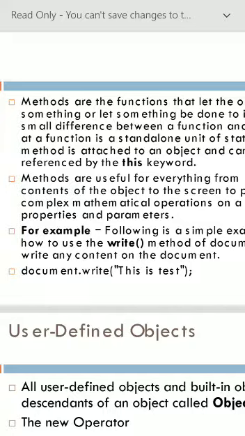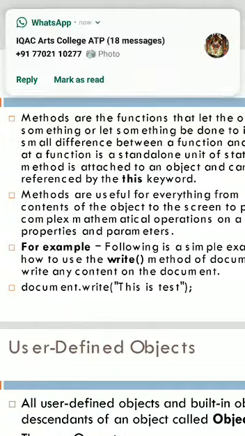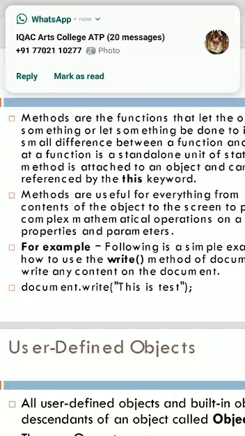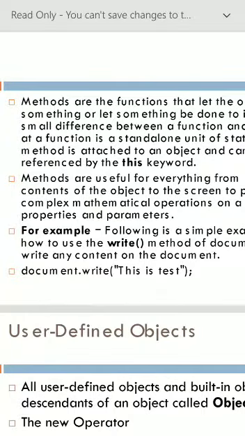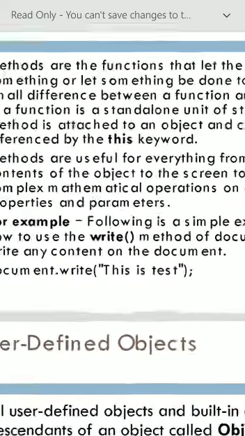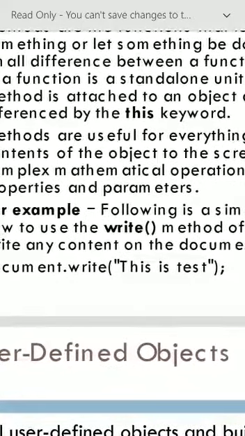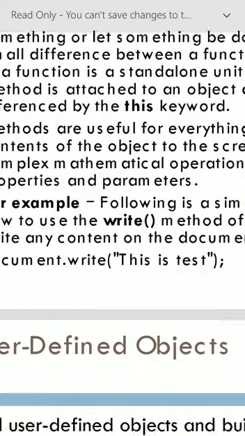Methods are useful for everything from displaying the contents of the object to the screen to performing complex mathematical operations on a group of local properties and parameters. For example, showing the write method of the document object to write any content on the document. So document.write("This is the test"). Here, "This is the test" is displayed on the document.